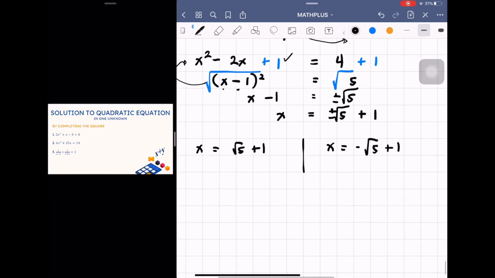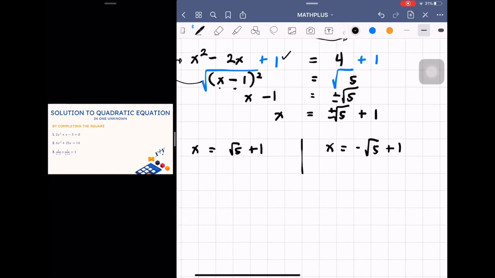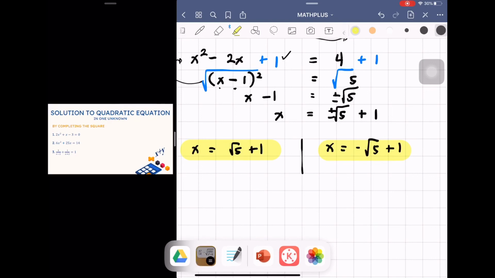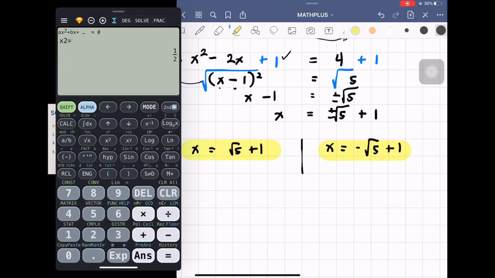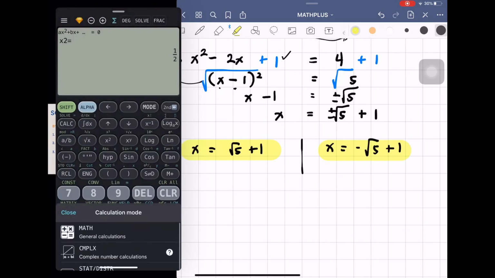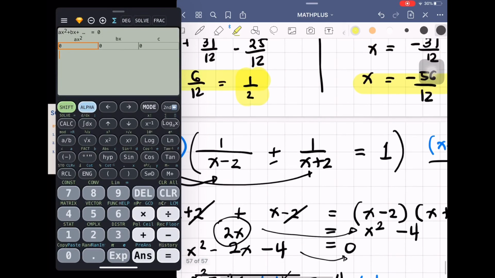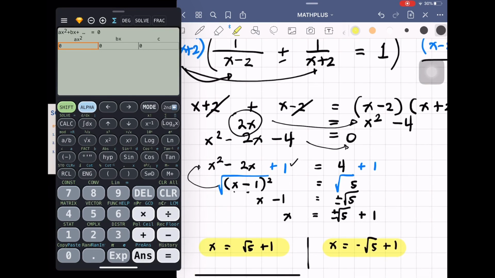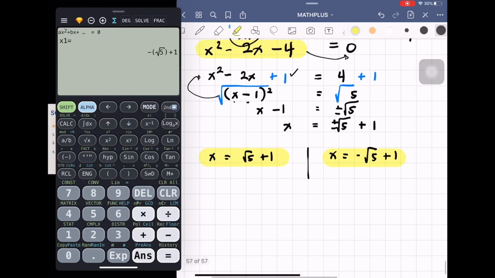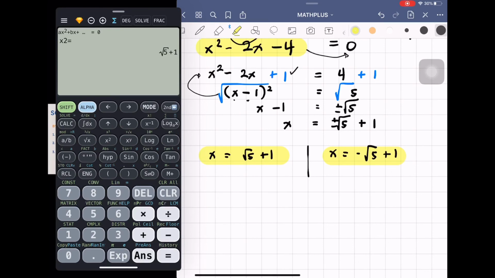Since this will create a decimal, you can have a radical expression as an answer. So we'll leave this as square root of 5 plus 1 and negative square root of 5 plus 1. Again, we can check that with our calculator. Let's get our calculator and use polynomial in the second degree. Use the coefficients of the transformed quadratic equation: 1, negative 2, and negative 4. Pressing equals, that will give your first root, negative square root of 5 plus 1, and your second root is square root of 5 plus 1.